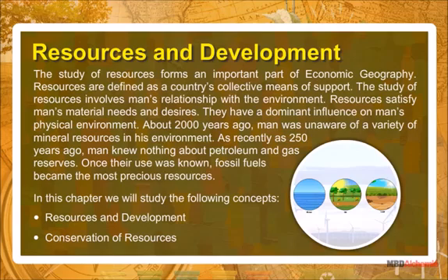About 2000 years ago, man was unaware of a variety of mineral resources in his environment. As recently as 250 years ago, man knew nothing about petroleum and gas reserves. Once their use was known, fossil fuels became the most precious resources. Resources have therefore certain characteristics which make them available and useful to man. In this chapter, we will study the following concepts: resources and development, and conservation of resources.